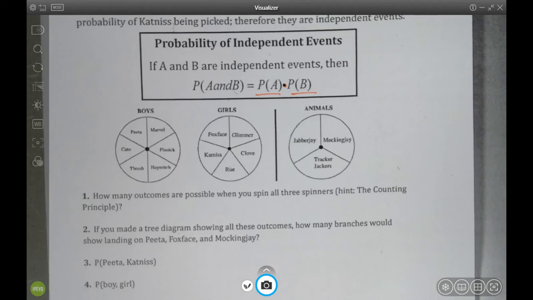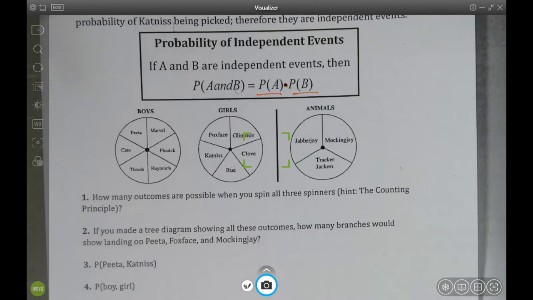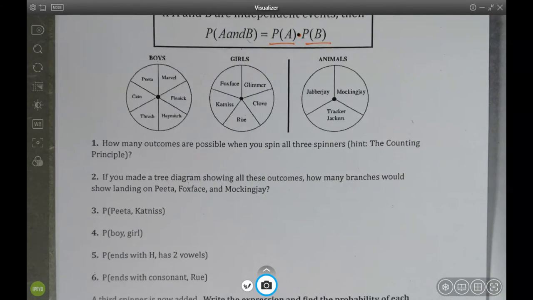So we're going to do a lot with these spinners right here. Who names their kid Foxface? They didn't. That was just her nickname for her. That makes a lot of sense. Yeah, it was just her nickname.